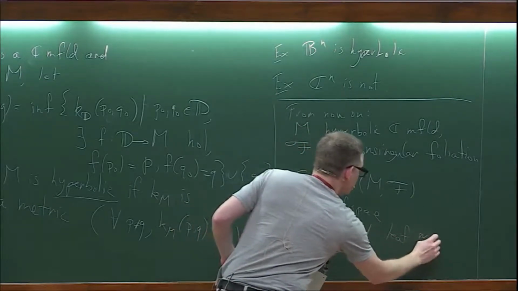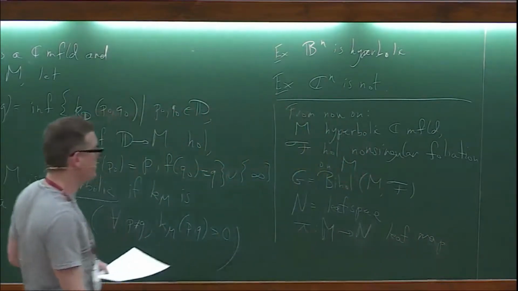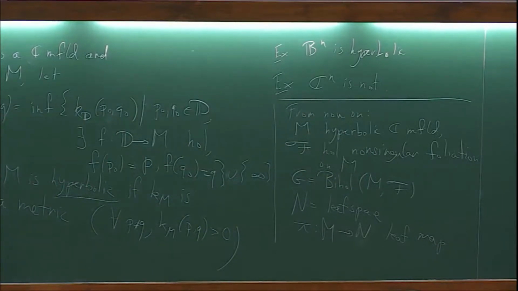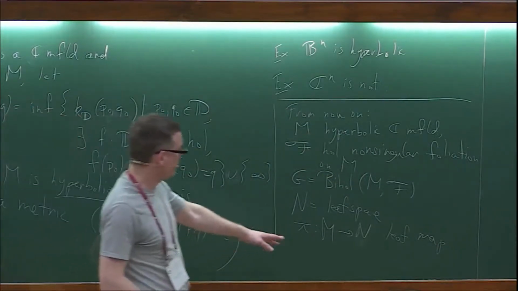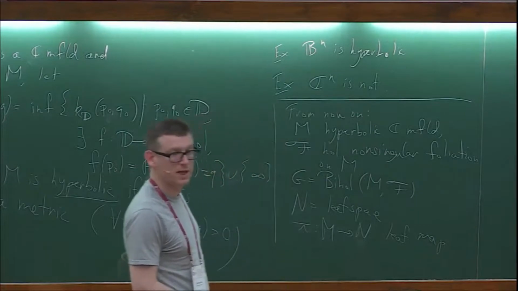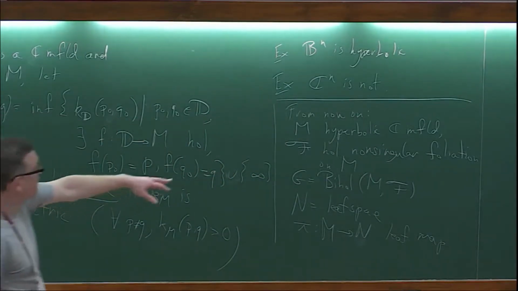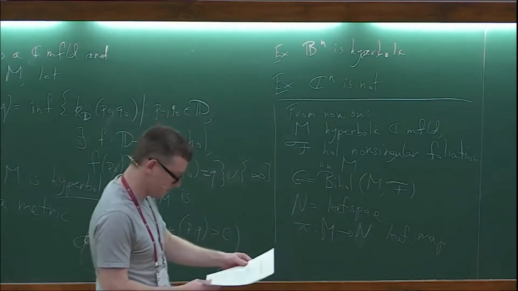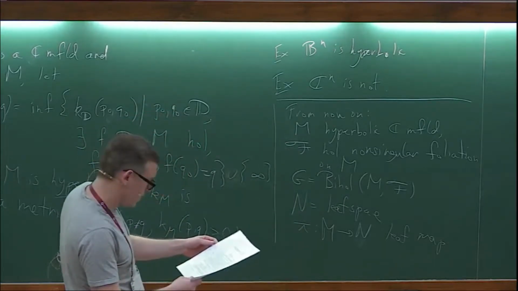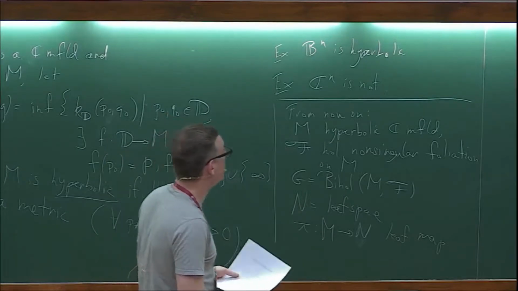So the leaf space is the set of leaves of the foliation, induced with the quotient topology from this map, which associates to each point the leaf of the foliation through that point. So that's from now on always going to be in the background. We'll use all this notation and terminology. So what do we want to do? We want to state a theorem.